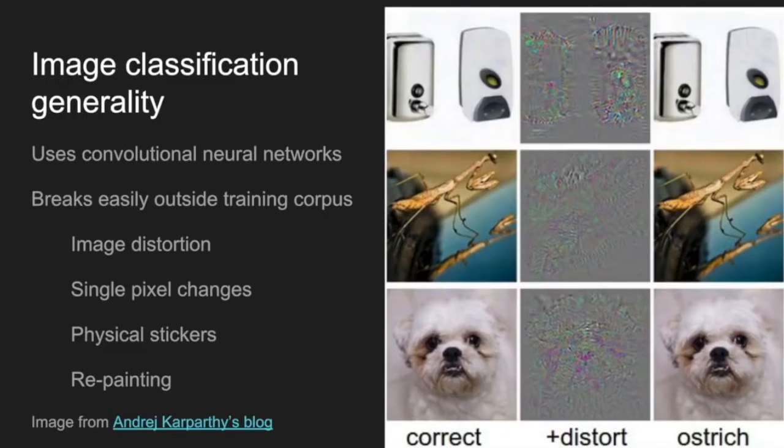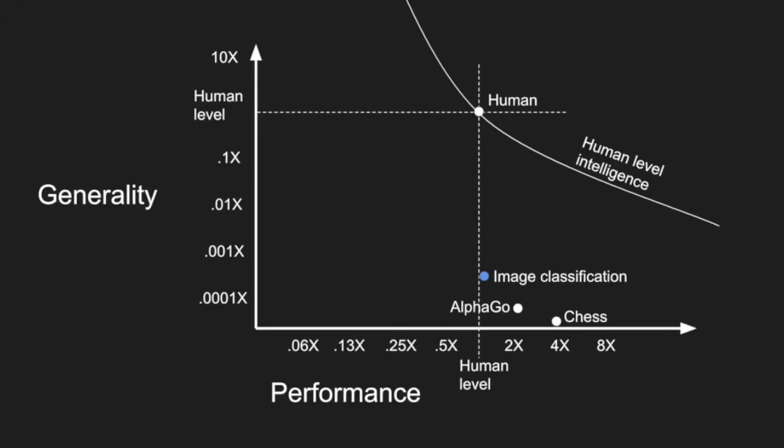These examples show that, at least as currently done, our image classification generality is not quite where we would like it to be. So, definitely higher than human performance, but classifying ImageNet is a much narrower task than it might appear on the surface. So we'll put it pretty low on the generality axis.